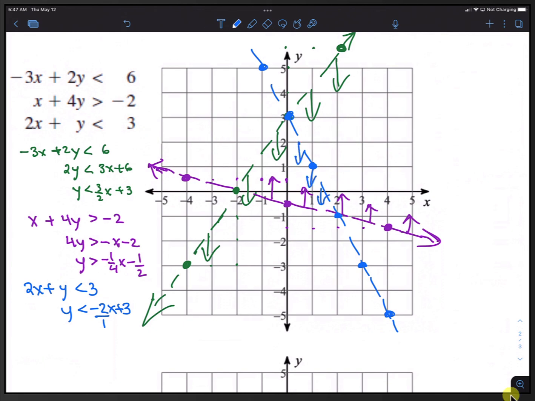All right, so now I think you can see where the solution area is. It's got to be below the green, above the purple, and below the blue. So it looks like it's going to be in this triangular area here. I'll just go ahead and shade that much of this graph. All right, and there you have it. It's this triangular area here.